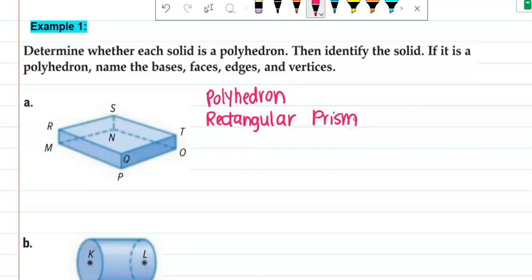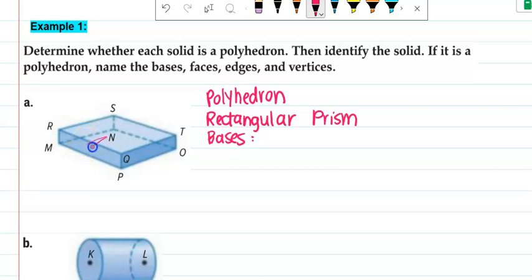Okay, and then if it is a polyhedron, name the bases, faces, edges, and vertices. Okay, so the bases are going to be the top and the bottom. So when we name any shape, we need to start at a corner and rotate around. We don't get to just jump around. We can start at any corner. We can rotate clockwise or counterclockwise, but we can't go diagonally across.